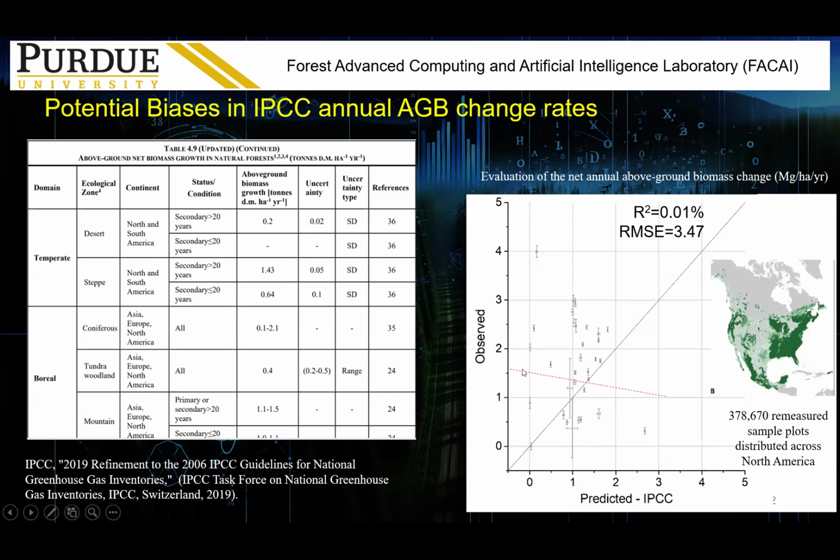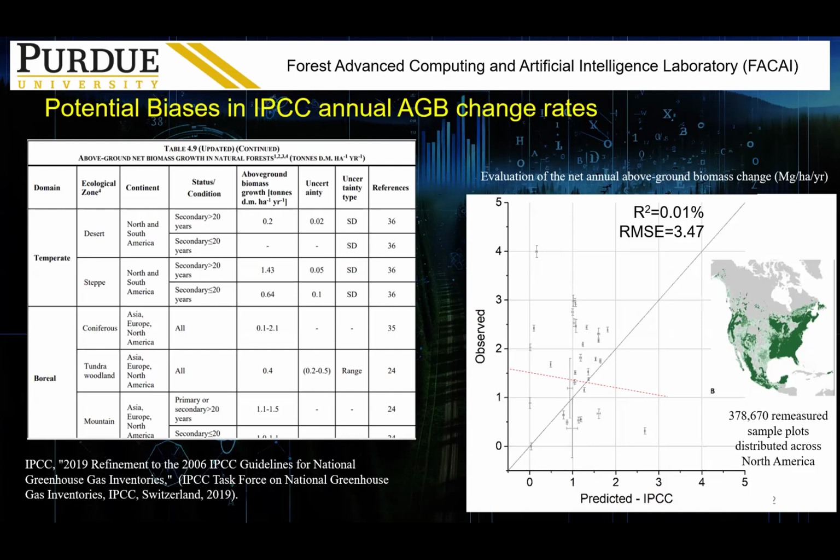And what we want to see, ideally, if the IPCC table is accurate enough, we should have seen a trend line behind all those data points that is close to the 45-degree reference line here, which basically says the observed equals the predicted data. However, what we have found is actually another story. So the trend line behind all those data points is here outlined in this red broken straight line. And it is nowhere close to the 45-degree reference line.